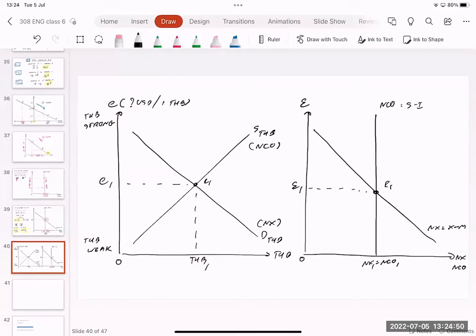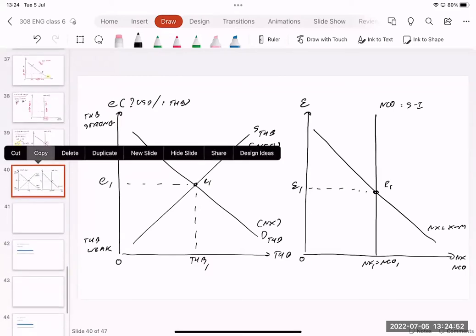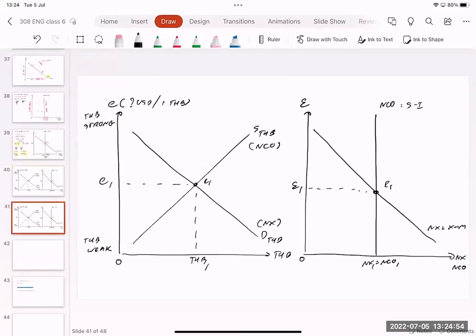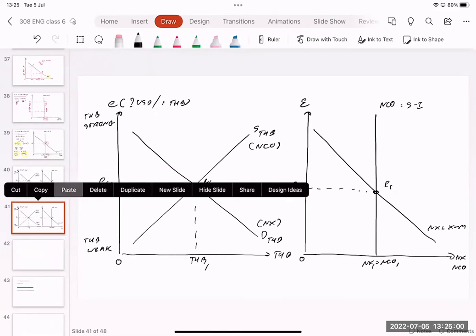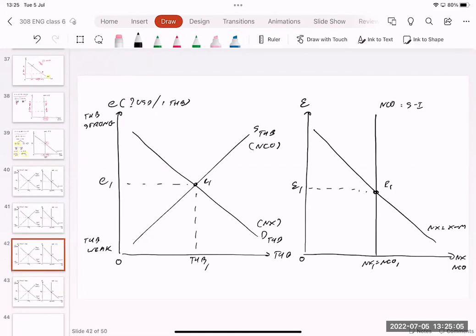So I'm going to copy this one and paste it 3 more times, because we're going to do 3 more cases together. Okay, done. So first, starting with case number 1.